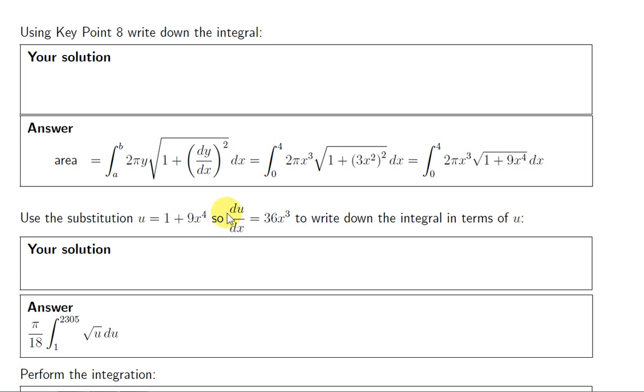So here's our substitution. If we differentiate, we get 36x cubed. So what do we replace dx with? Well, if we interchange dx and 36x cubed, we get du divided by 36x cubed equals dx. So we have du over 36x cubed here. And that cancels the x cubed here. And 2 into 36 gives us 18. We have 18 in the denominator, and we still have this pi. So we take the pi over 18 outside. And we have a straightforward integral. We're integrating u to the power of a half.